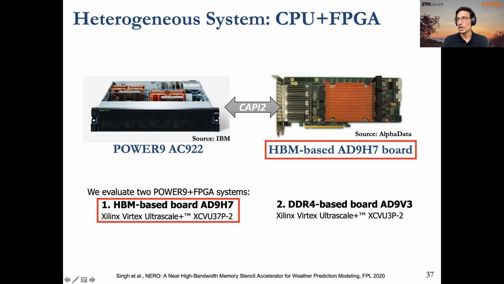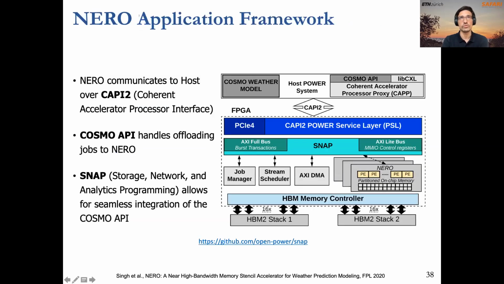We are going to talk about coherent interfaces later in this course as well. And here you can see a view of the NARMADA application framework. NERO is a near high bandwidth memory stencil accelerator for weather prediction modeling. Here you can identify in the figure the host processor, the Power 9 system, the CAPI interface, and here in the FPGA, you can see the different processing elements of the NERO accelerator with the corresponding on-chip memory and the access, in this case, to two stacks of HBM2 memory through the HBM memory controller.